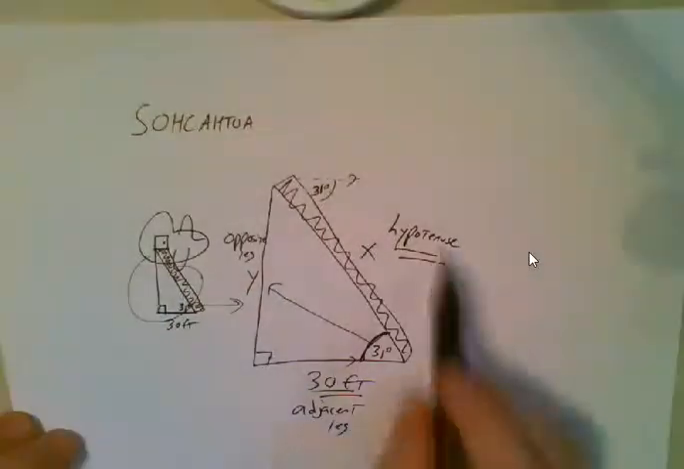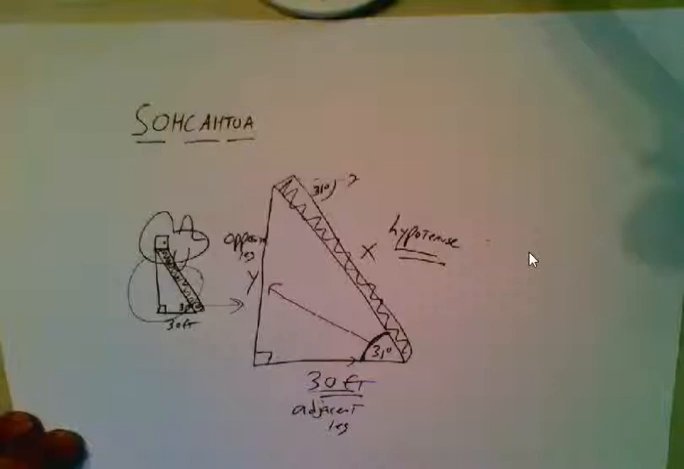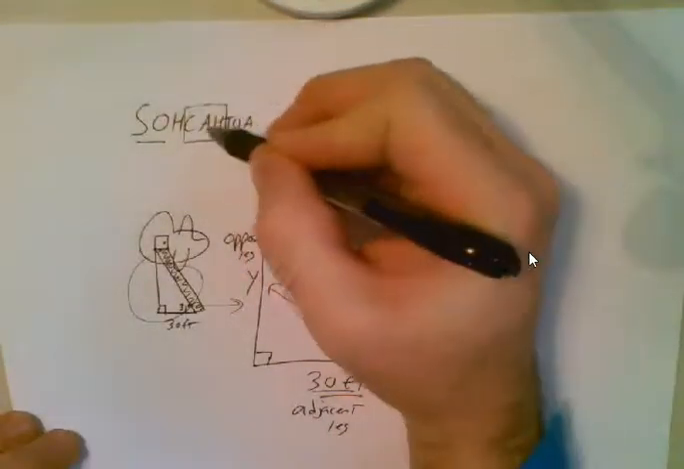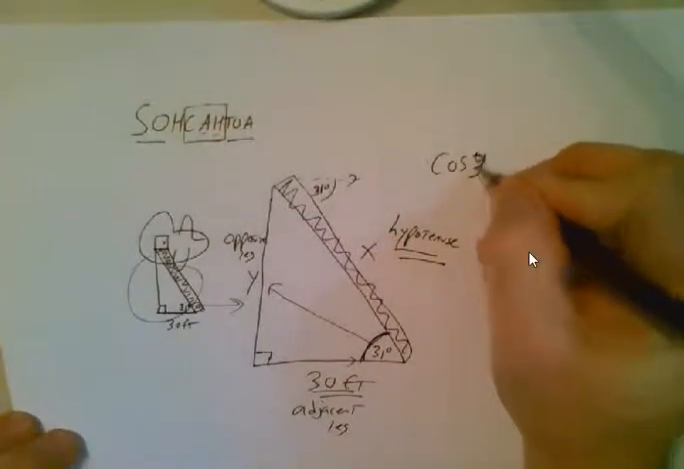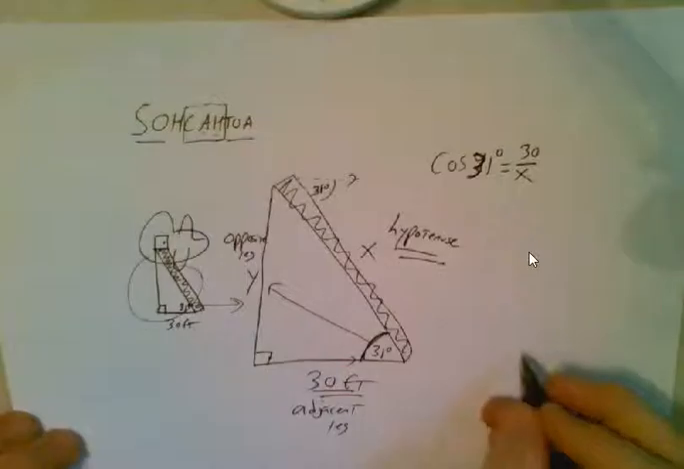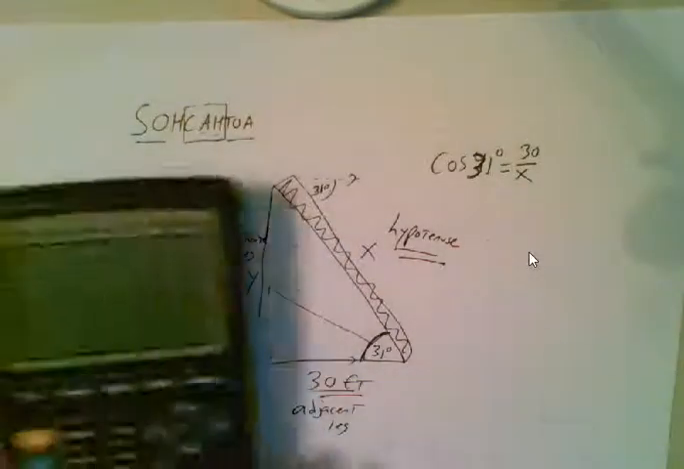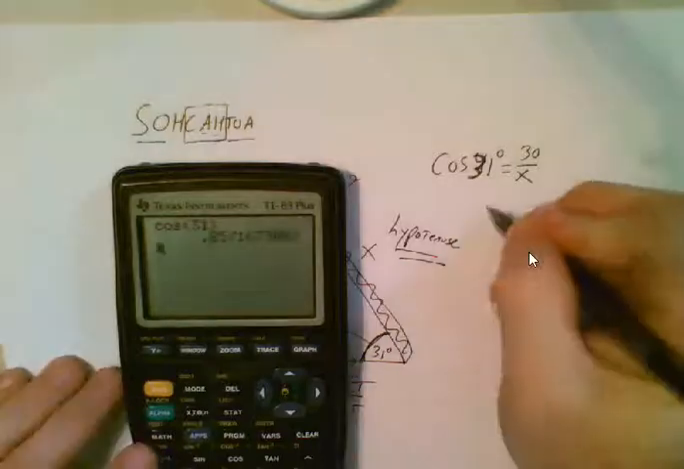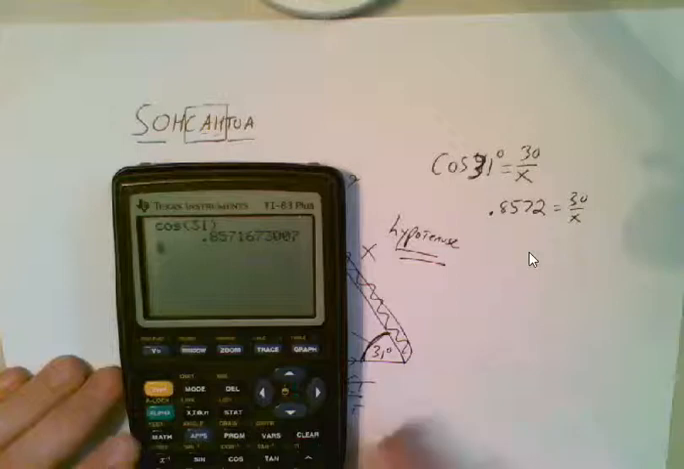So I need adjacent with hypotenuse. Which one of these uses adjacent with hypotenuse? Okay, that's got to be your cosine, adjacent over hypotenuse. So the cosine of 31 degrees must equal 30 feet over x. And then now it becomes a calculator problem like we've done so many times. The hard part is just getting a good picture. So cosine 31 is 0.8572, equals 30 over x.